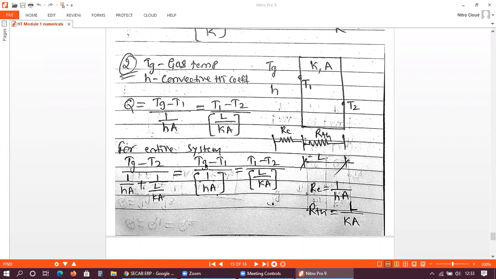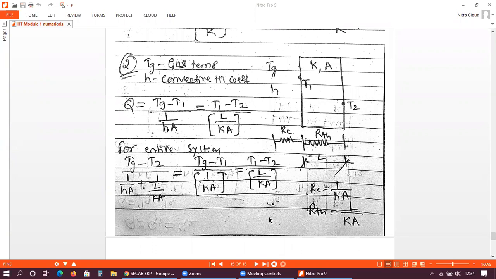So the rate of heat transfer from the gas to the wall is Tg minus T1 divided by 1 by HA. This is the convective mode of heat transfer. This is equal to T1 minus T2 divided by L by K, the heat transfer from here to here. So the rate of heat transfer throughout the system is equal. That's why we usually write Q is equal to Q1 is equal to Q2 is equal to Q3, and so on. This is the part that you should understand here.